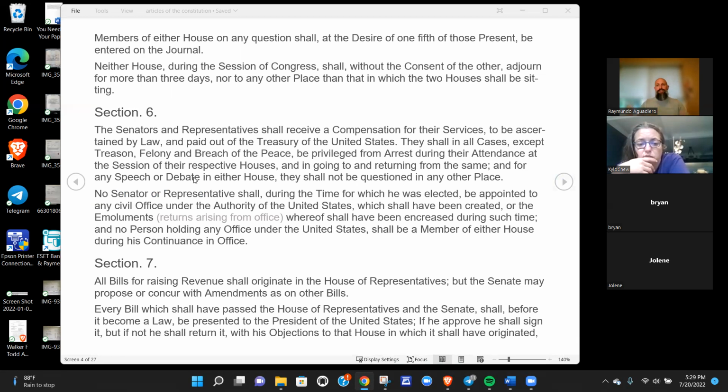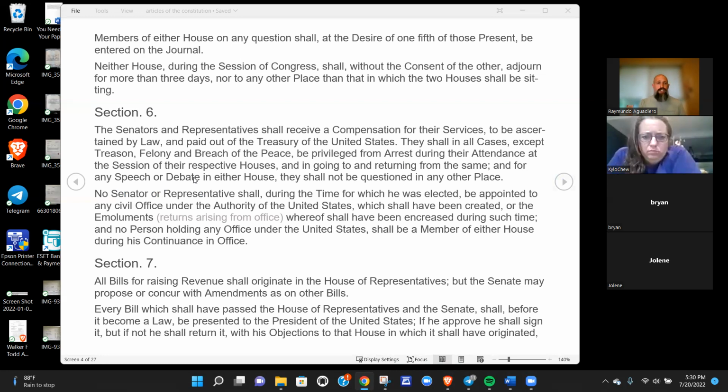So again, this first article is just talking about how Congress operates, the folks that make the laws. The senators and representatives shall receive a compensation for their services, to be ascertained by law and paid out of the Treasury of the United States. So they get paid for their services.